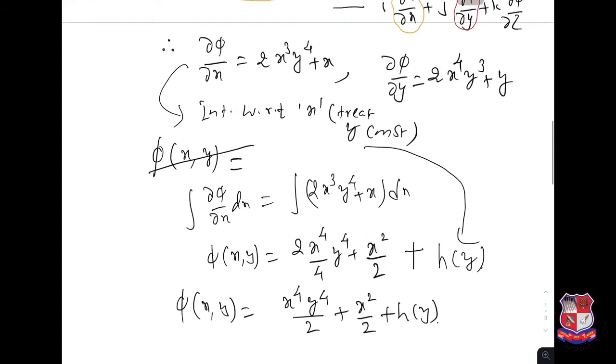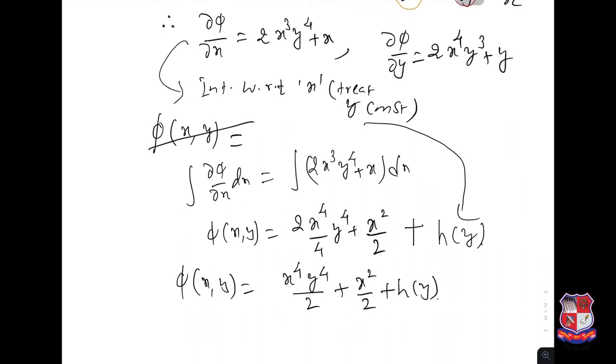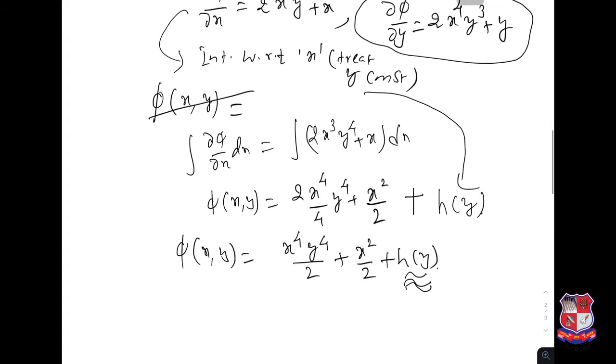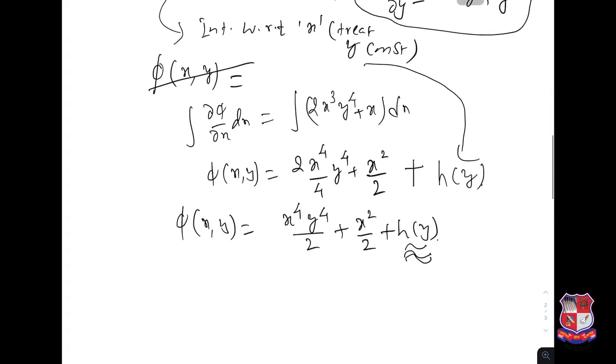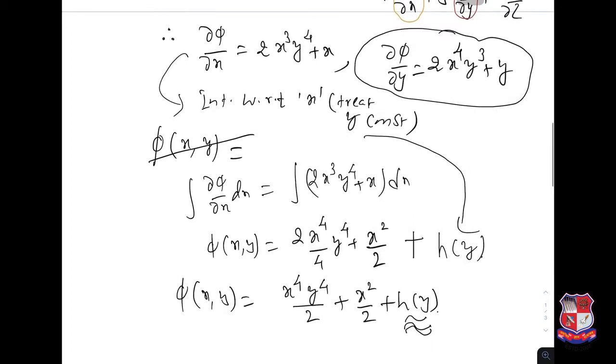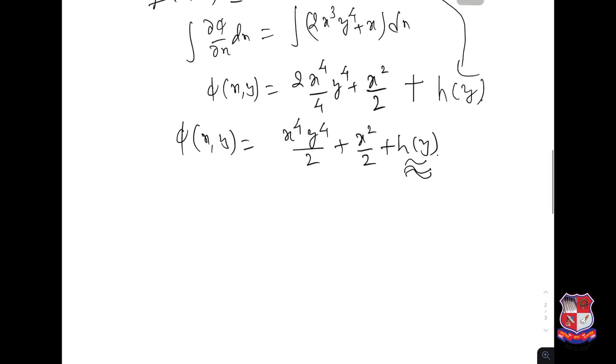Now see, we have used this one. We need now to use del phi by del y. We have phi, but there is an unknown h of y, so we need to find out that unknown. What we can do here is take the partial derivative of this phi with respect to y and compare with this one. So let us take del phi by del y.